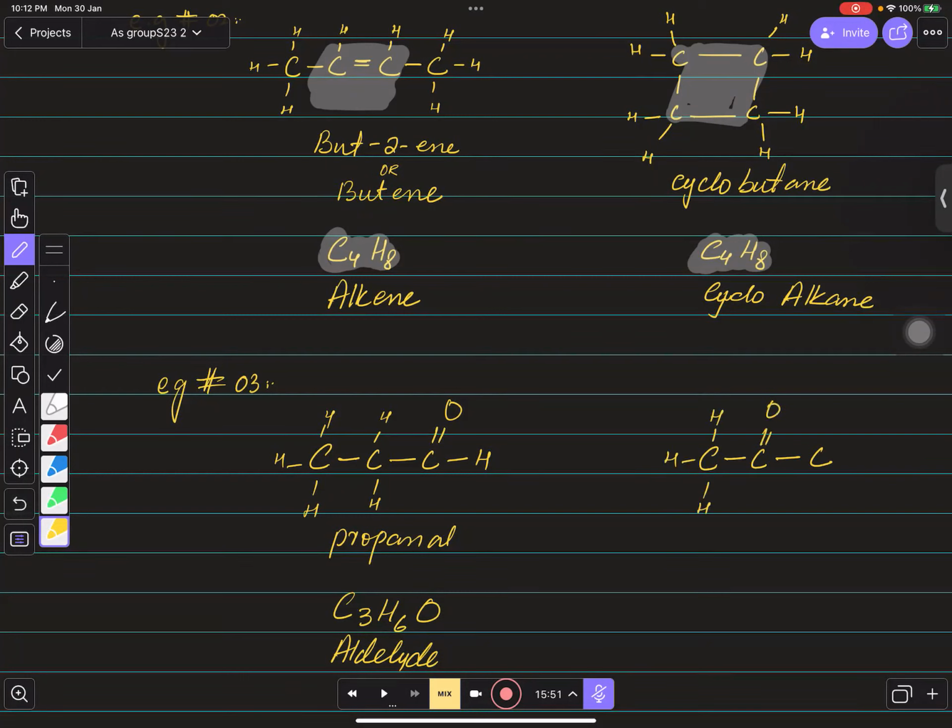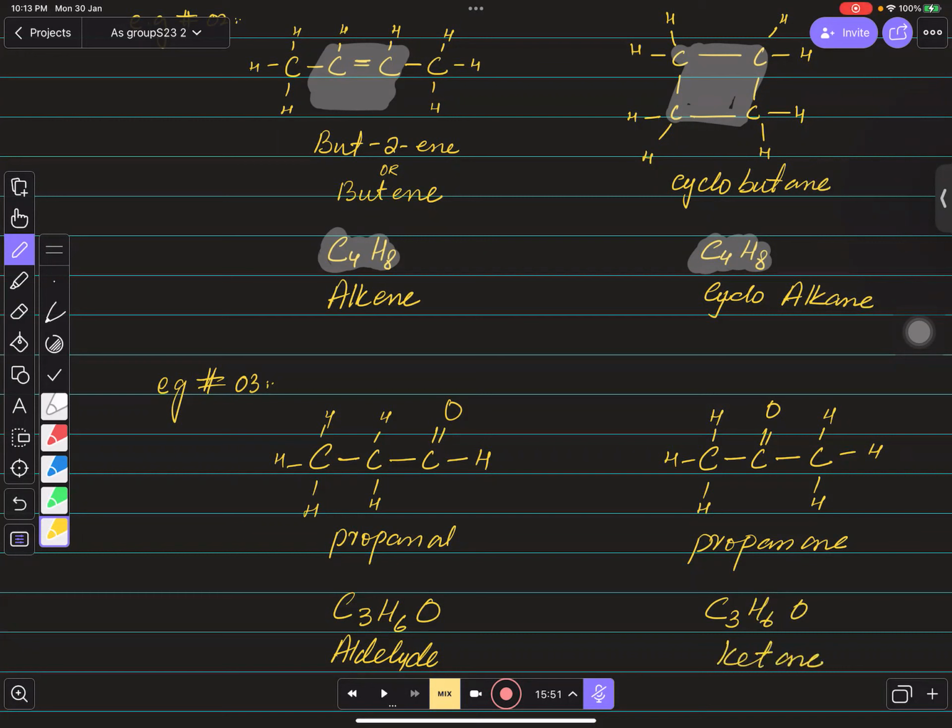Over here we have a carbon and oxygen double bond, and this is, suppose, the compound. What is this? This is a member of the ketone family, so it is known as propanone. Propanone, right? What is the molecular formula of this? Again, we have 3 carbons, 6 hydrogens, and a single oxygen. But this is not an aldehyde.